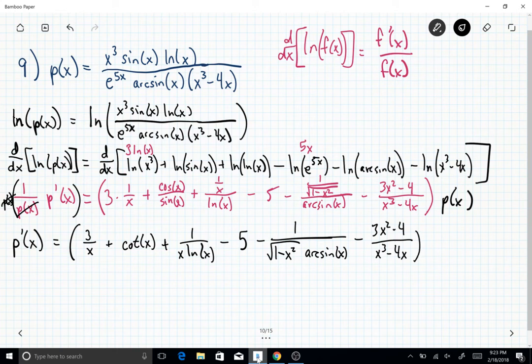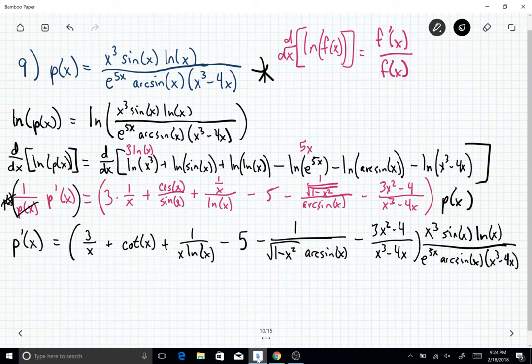Well, p of x, if you recall, we go back up to the top. That is just x cubed sine x natural log of x, all over e to the 5x arc sine of x, and then it's x cubed minus 4x.